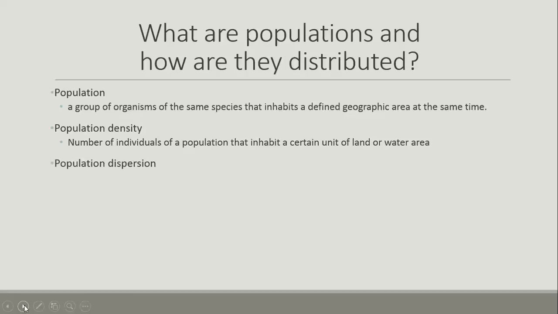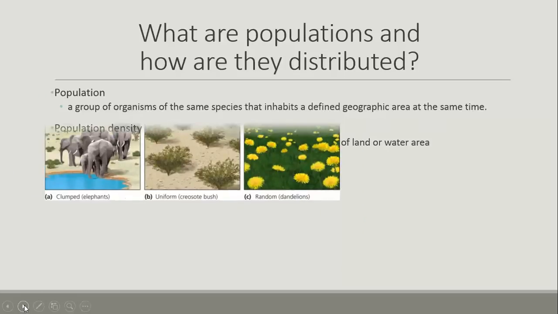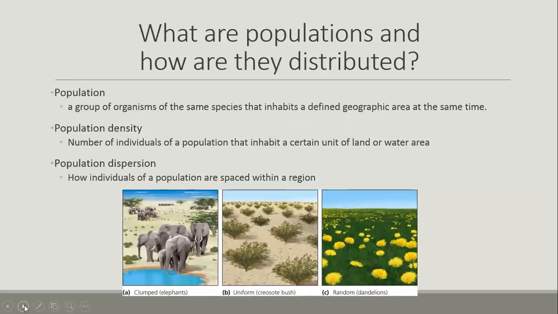Another thing that's important is population dispersion, and that's a little more complicated. This is how individuals of a population are spaced within a region. There are three main ways in which populations of species can be dispersed. Those three ways are random, clumping, and uniform. And I will tell you that most populations do live in clumps, but let's look at each one of those.